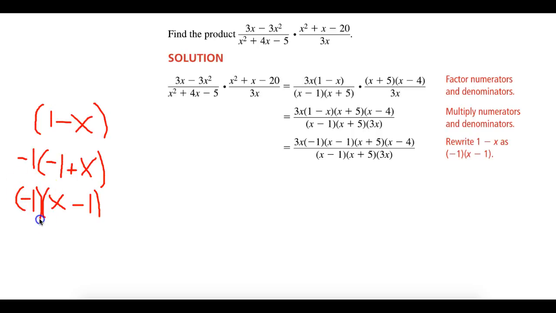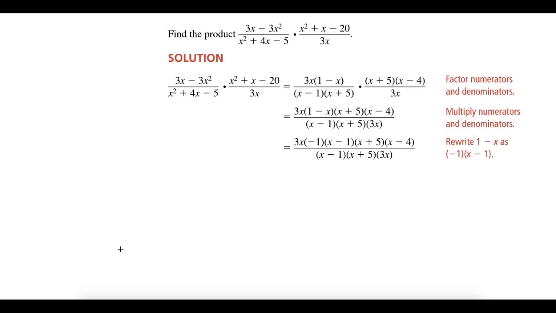So you'll see that these two terms right here are identical. 1 minus x and negative 1 times x minus 1 are the same terms. So we didn't change anything. Through factoring, we're just rewriting this. So again, if you are not quite sure on this, make sure you ask me in class or come back and rewatch this. Okay, now that we have rewritten this, you're going to see that we've got quite a few things we can cancel.